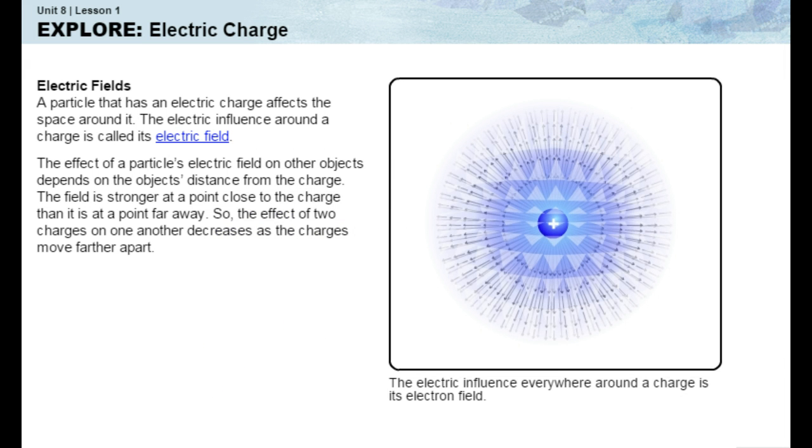The effect of a particle's electric field on other objects depends on the object's distance from the charge. The field is stronger at a point close to the charge than it is at a point far away. So the effect of the two charges on one another decreases as the charges move farther apart. Now the little lab in this lesson is amazing, and it will show you how that electric field works if you take the opportunity to do it.